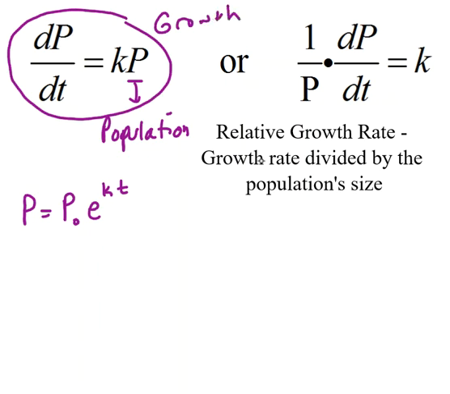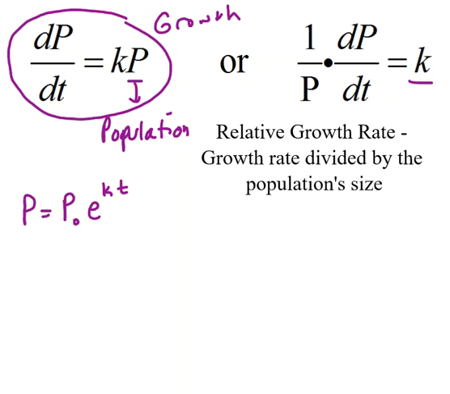We also have the relative growth rate. The relative growth rate is 1 over P times dP/dt, which is really just what K is. Because if I isolate for K, sorry.